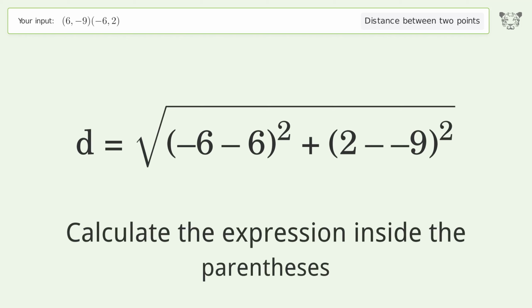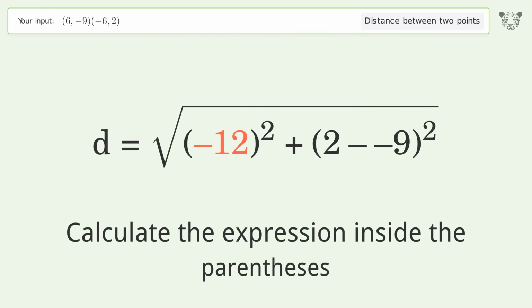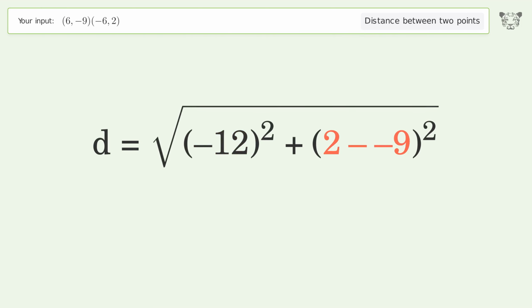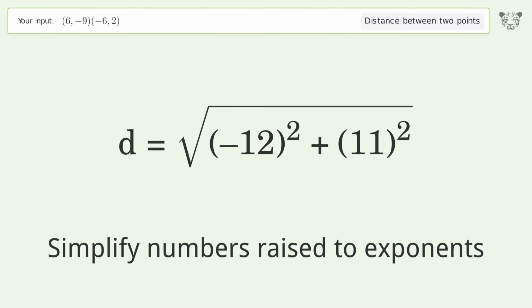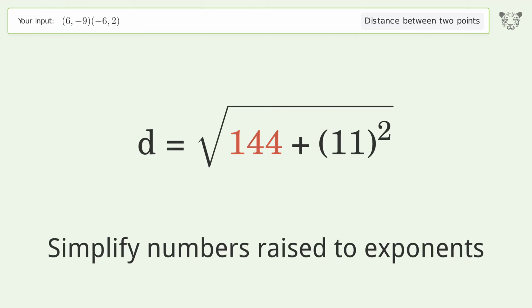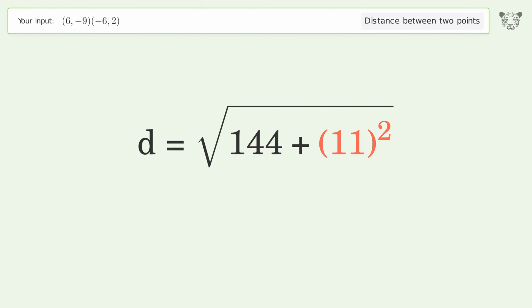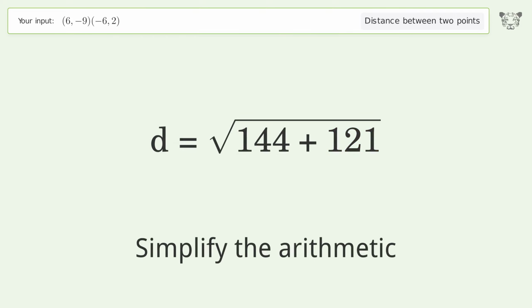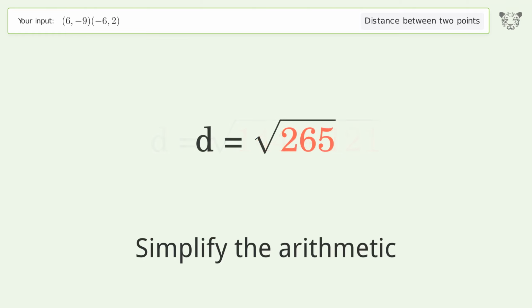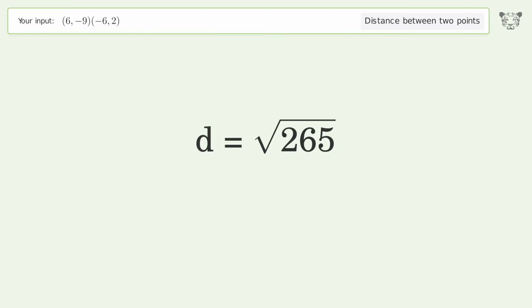Calculate the expression inside the parentheses. Simplify numbers raised to exponents. Simplify the arithmetic. And so the distance between the 2 points is the square root of 265, or 16.279.